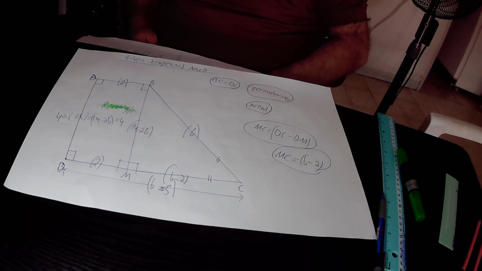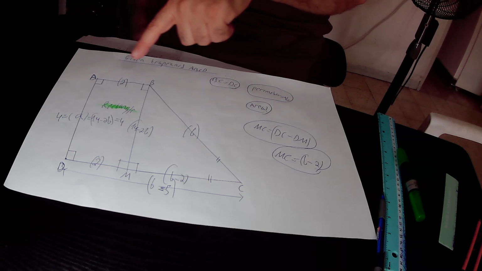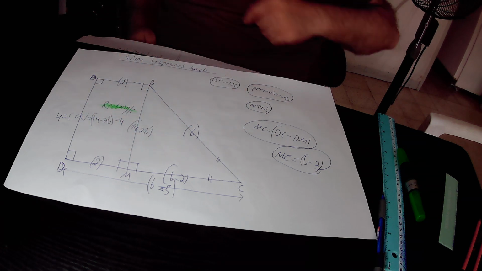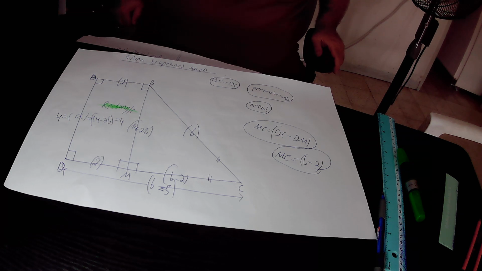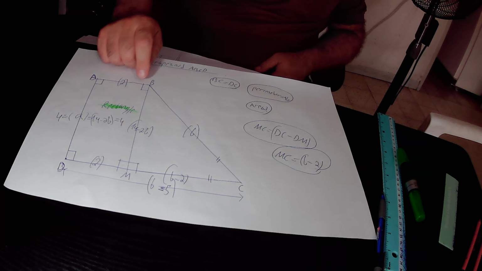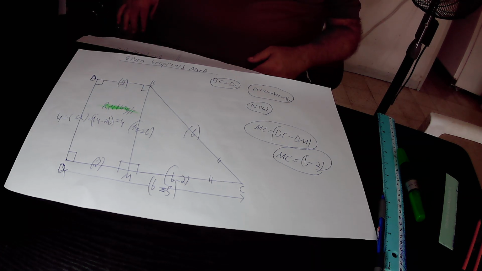By doing this construction, we created quadrilateral ABMD. Inside quadrilateral ABMD, we have 1, 2, 3 right angles. The sum of 3 right angles is 270 degrees. So 270 degrees plus the size of this fourth missing angle must equal 360 degrees, according to the rule that the sum of the angles in any quadrilateral is equal to 360 degrees. Therefore, this fourth missing angle must be 90 degrees.